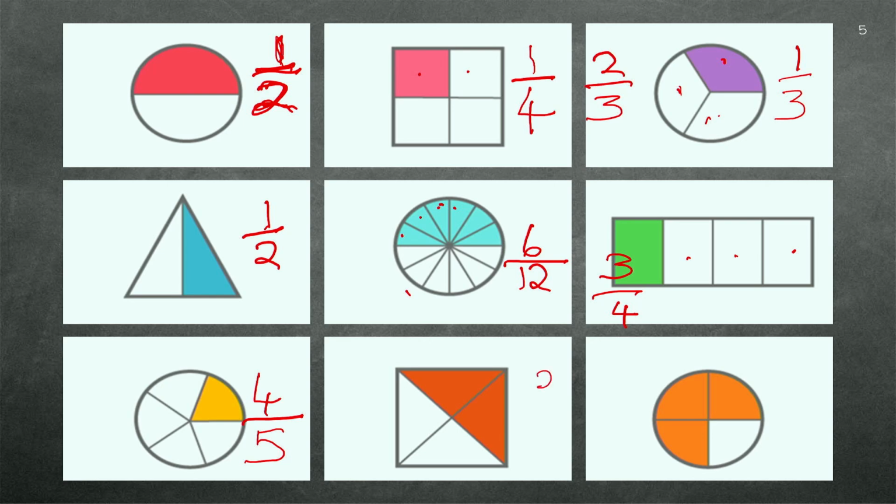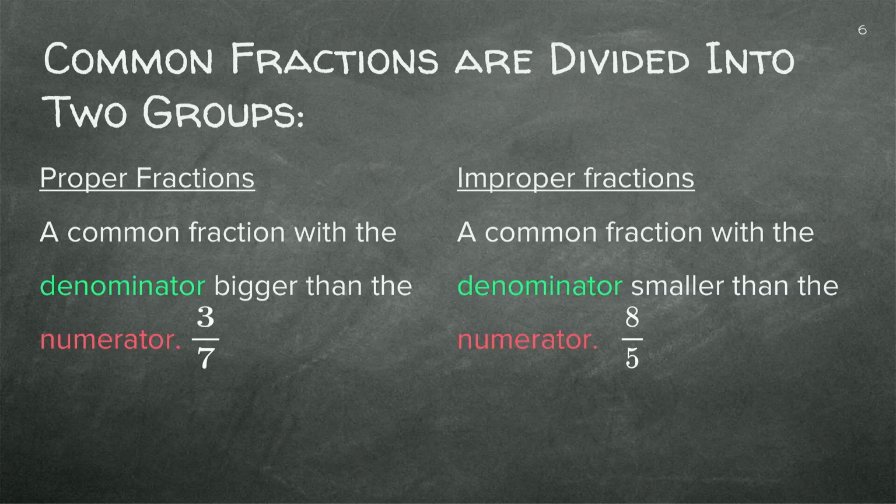And we've got 2 out of a possible 4 that is colored in. And in this circle, what portion is not colored in? It's 1 out of 4. Okay, right. So now common fractions are divided into 2 groups. We've got a proper fraction and an improper fraction.